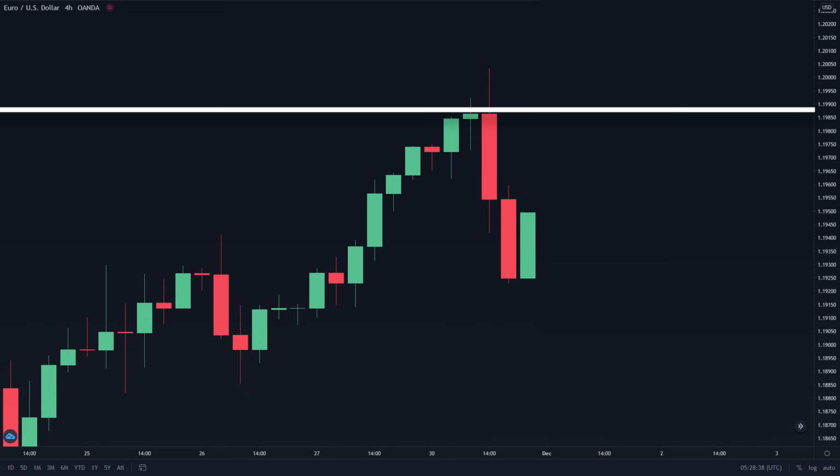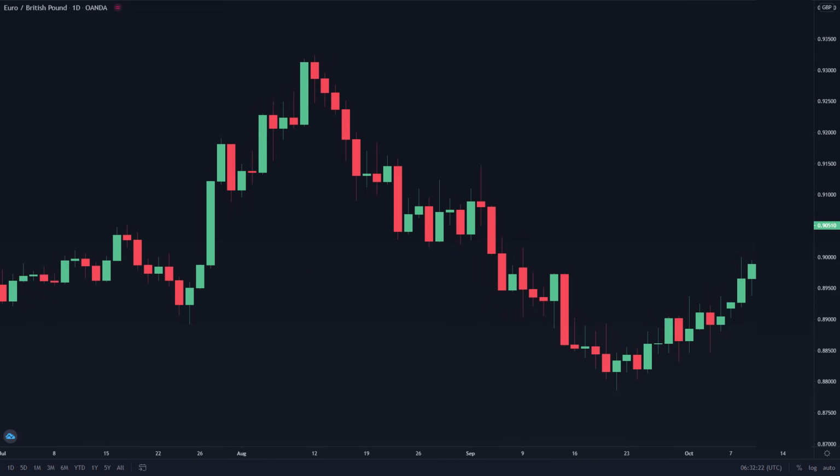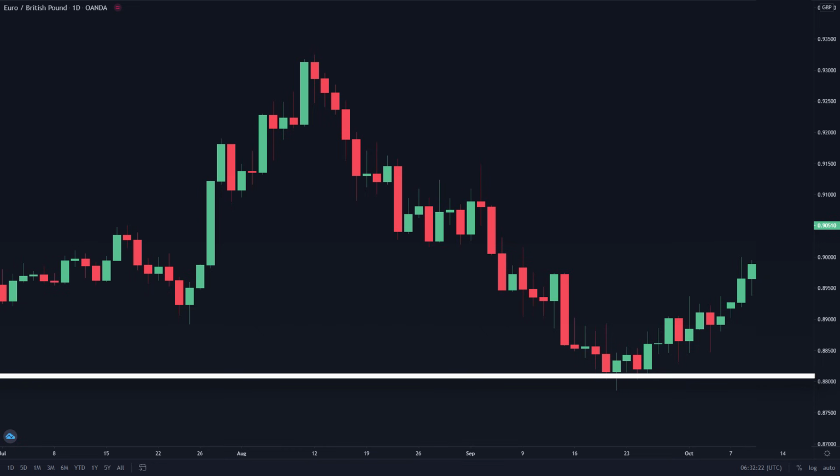It also works for swing lows as well. Here, we can see that there aren't any multiple rejections that formed yet. So you can just draw a support line here as prices went down, then reversed upwards drastically.